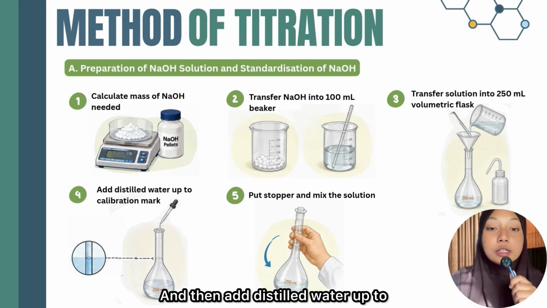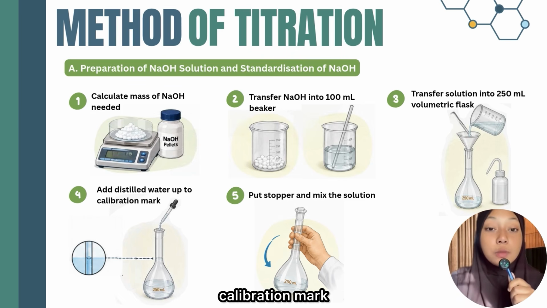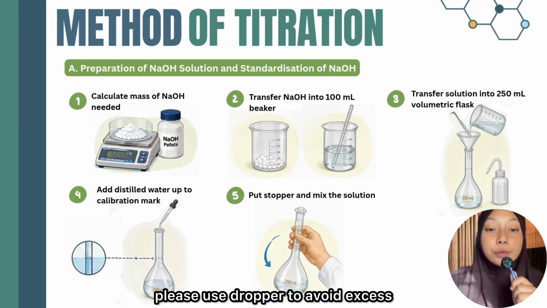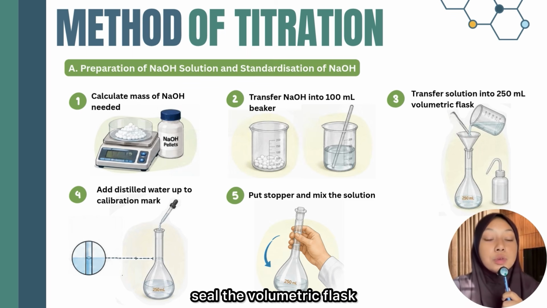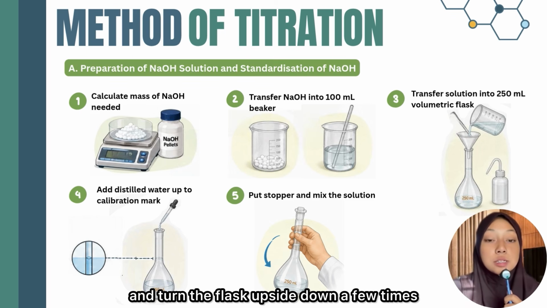And then add distilled water up to the 250 ml calibration mark. When it is approaching the 250 ml calibration mark, please use a dropper to avoid excess. Next, using a volumetric stopper, seal the volumetric flask and turn the flask upside down a few times to ensure the sodium hydroxide solution is completely mixed and homogeneous.